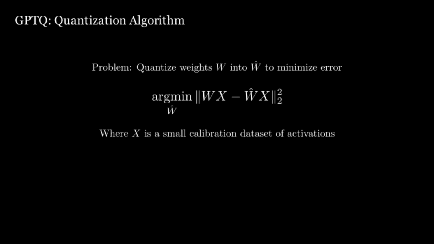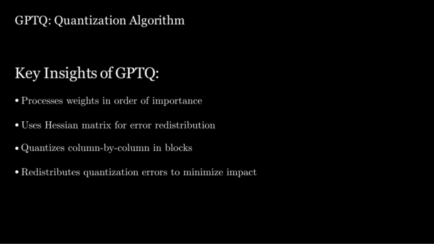Concretely, if W is the weights of the linear layer and X is the input corresponding to a small set of m data points running through the network, then the objective is to find a matrix of quantized weights W hat which minimizes the squared error relative to the full precision layer output. Hence we can say that it is the argmin over W hat. So for the quantized weights, take the squared error of the outputs, where X is a small calibration dataset of activations. GPTQ has several key insights to make it more effective than simpler quantization approaches.